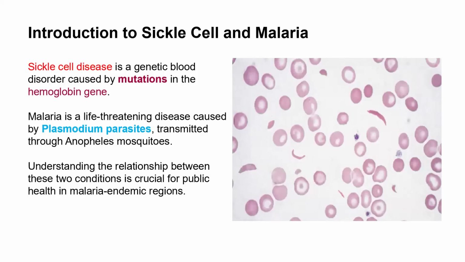Generally, malaria affects the red blood cell. Sickle cell disease also affects the red blood cell. This is a sickle shaped red blood cell, as we can see clearly from here. This is a sickle shaped red blood cell, but this one is a normal red blood cell.